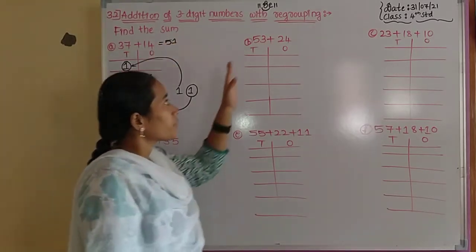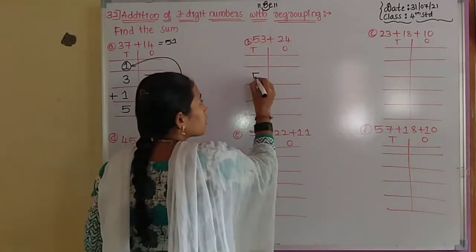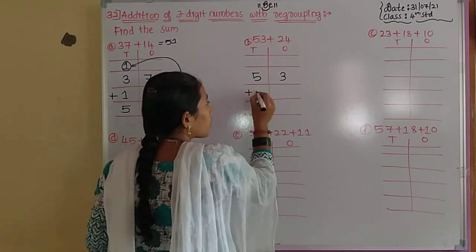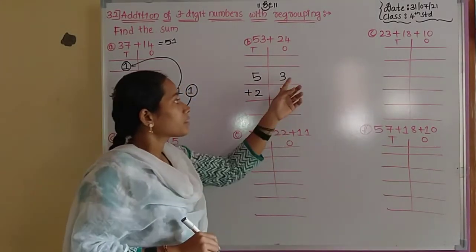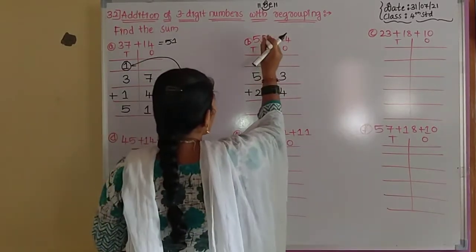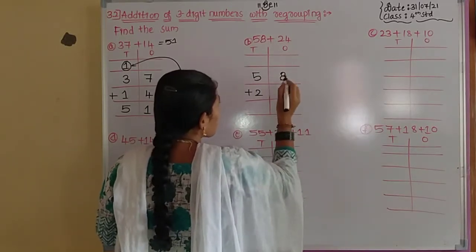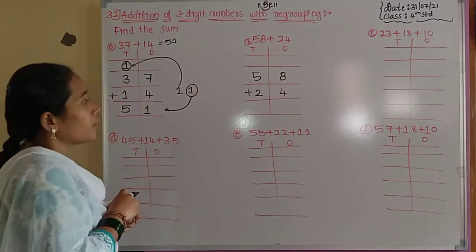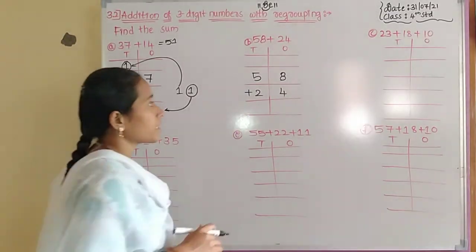The next one. 53 plus 28 is there. Okay. 53. According to the placement value, we have to write that one. 53 plus 28. Okay, it is 58 plus 24. First we have to add which placement? That is the ones placement.